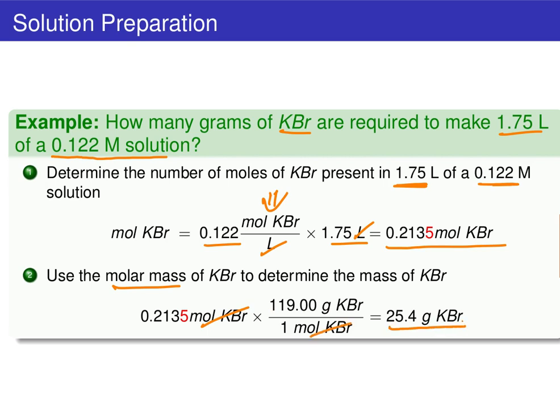Notice that I've kept the significant digits marked in black, and I haven't rounded until the very end. I carried this 5 from the first calculation down to the second calculation here, but kept in mind that only 3 significant figures were present, and then performed the final rounding at the end of the day. So if we're going to make this solution, then we would weigh out 25.4 grams of potassium bromide and add that to our volumetric flask before adding the DI water.